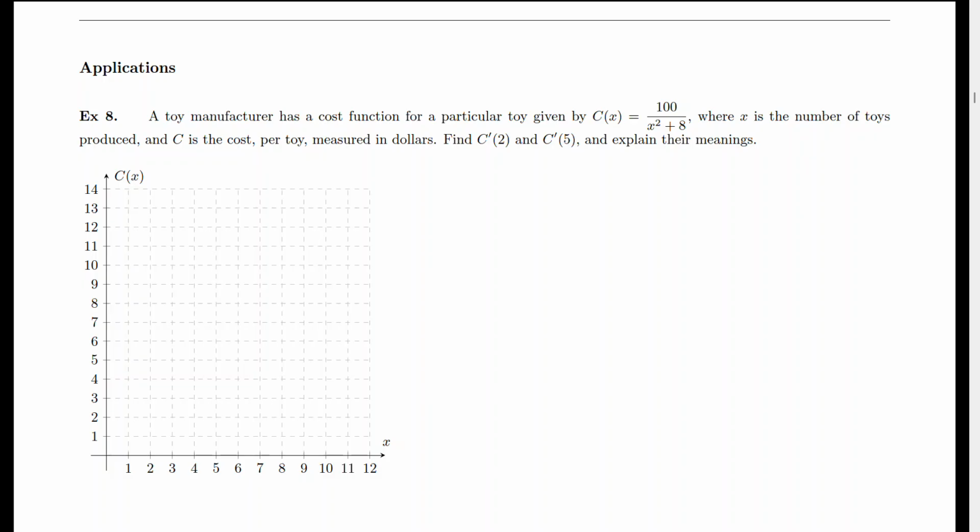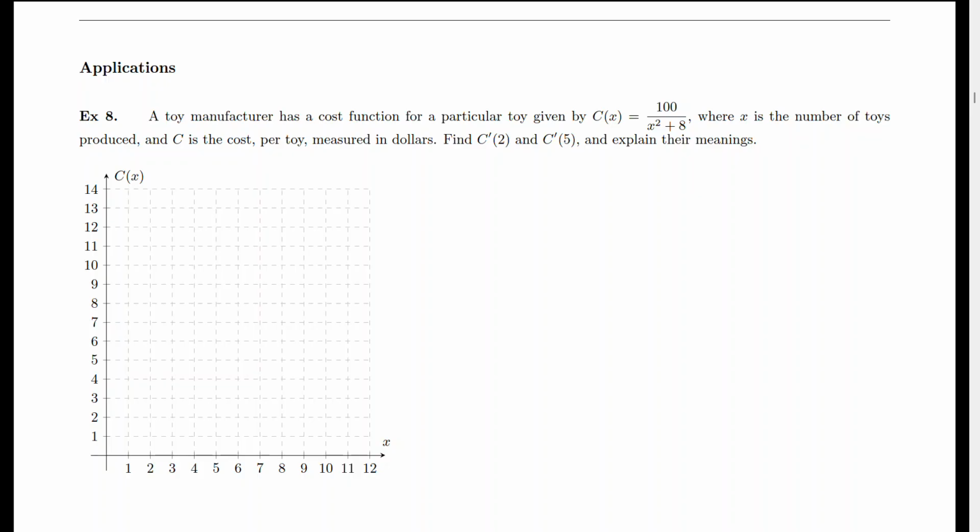The last example in this section deals with a little story. So we have a toy manufacturer that has a cost function for a particular toy given by c of x equals 100 divided by x squared plus 8. Now, c in this case is the cost and x is the number of toys produced. And the cost is measured in dollars.